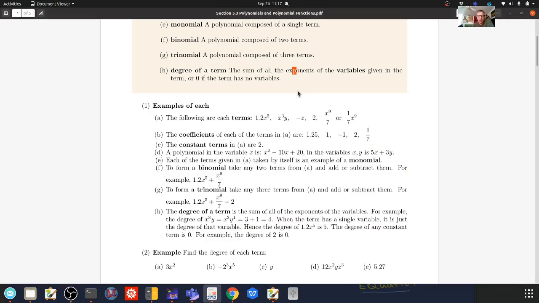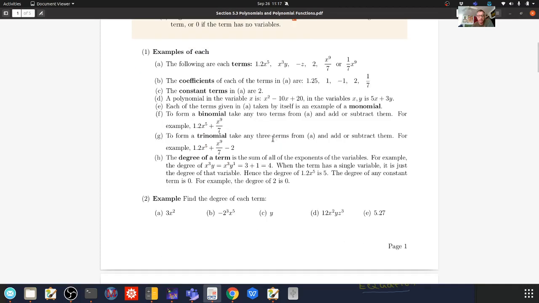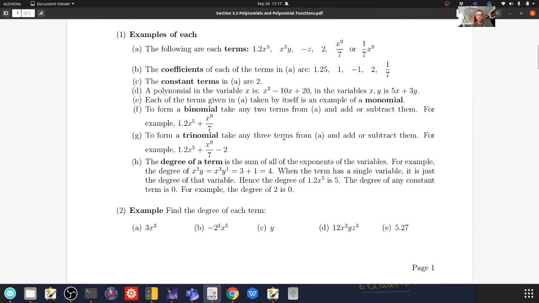Let's just go down. So here's tons of examples. Let me make this a little bit bigger for you. So each one of these are terms. Notice our coefficients are real numbers. They don't have to be whole numbers. They don't have to be integers. They could be fractions. They could be decimals. 1.2x to the fifth. That's a degree 5 term.